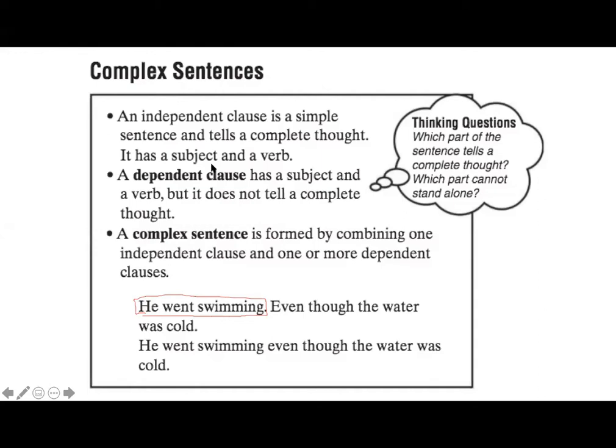Here, this is our dependent clause. Even though the water was cold. This does not tell a complete thought. If we put this separately, this doesn't make any sense. This isn't a sentence. Even though the water was cold. It doesn't make any sense and cannot stand by itself. That's why it is independent. That's why it is dependent. It relies on someone else. That's why we can put them together to make a complex sentence. He went swimming even though the water was cold.